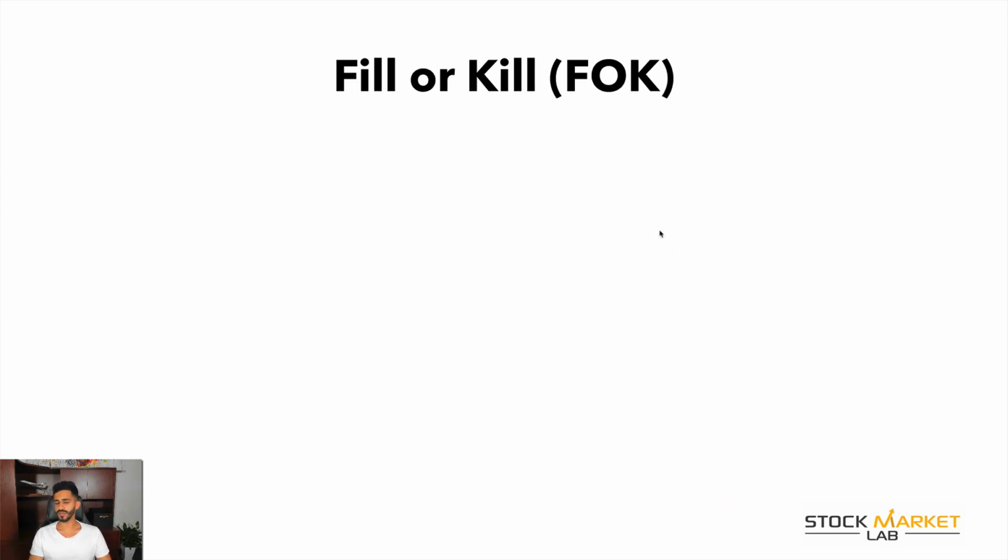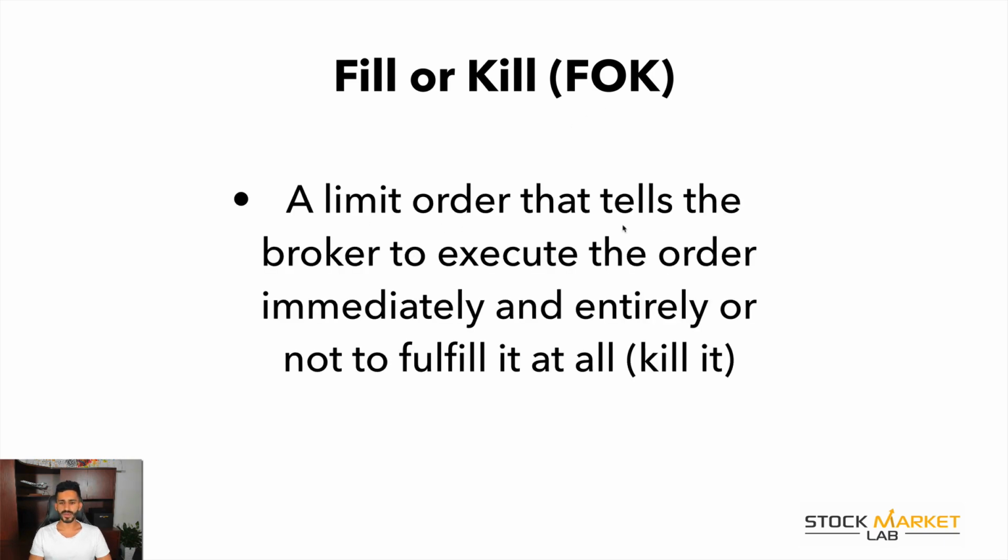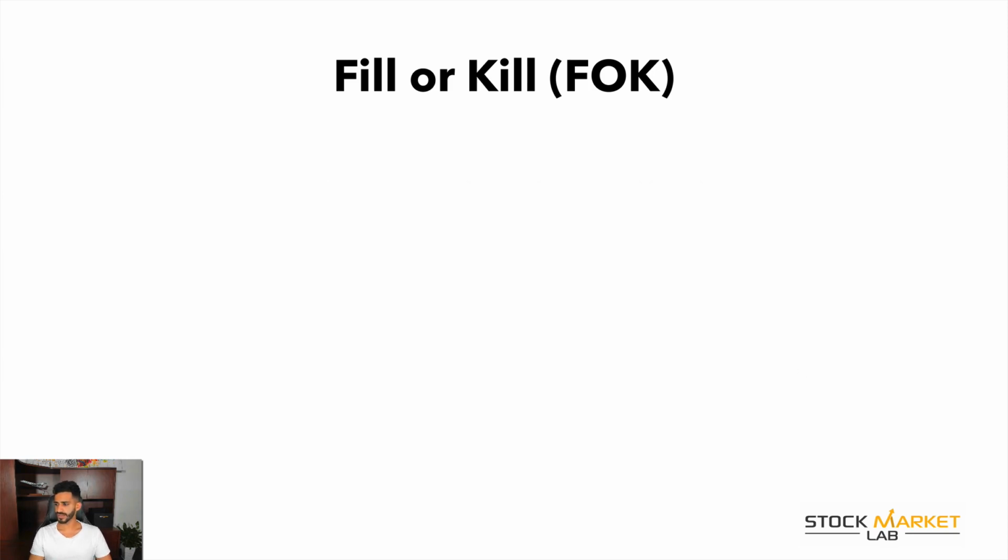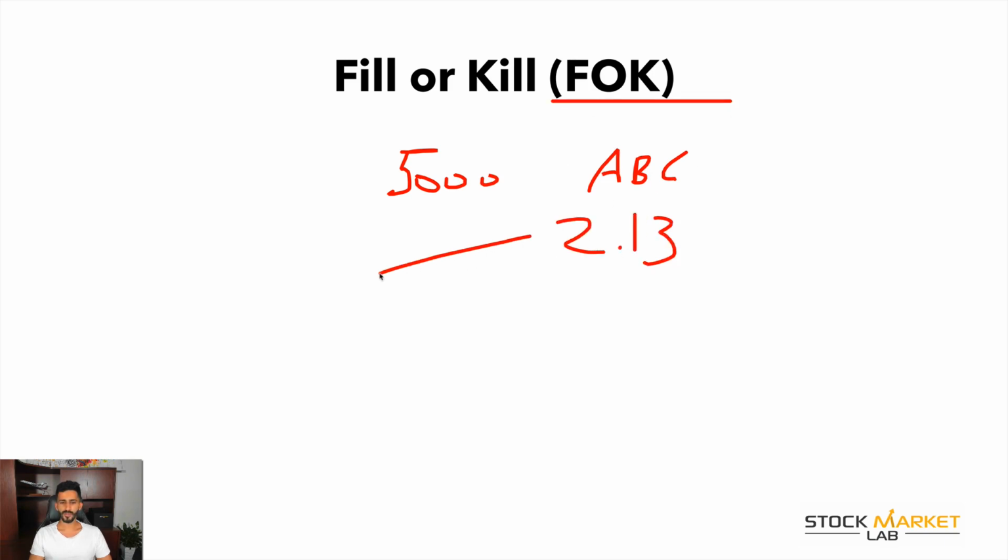Next, we have something called a fill or kill order, which stands for FOK. This is a limit order that tells the broker to execute the order immediately and entirely or not to fulfill it at all, meaning kill it. So for example, let's say I want to buy 5,000 shares of stock ABC at $2.13 and I put a FOK order. The moment this processes, it's going to tell the broker I want all 5,000 in one transaction or do not fill me at all.